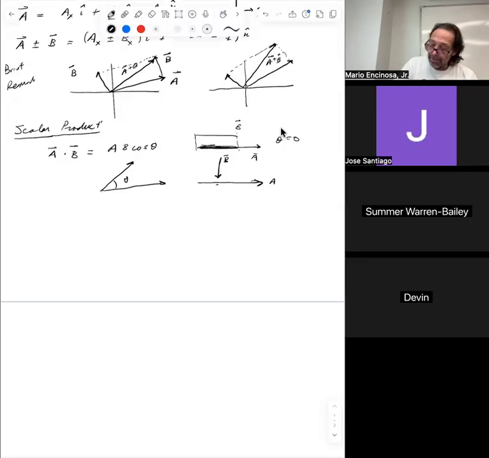We also know because of this definition, i hat dot i hat is 1 times the cosine of 0. Because anytime you have a vector in the same direction, the angle between the vectors is 0.